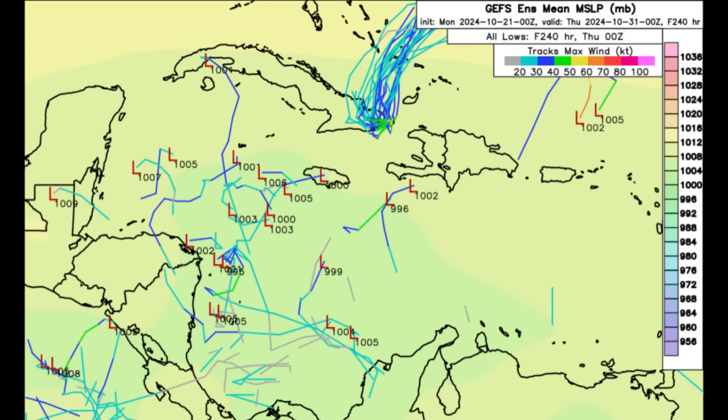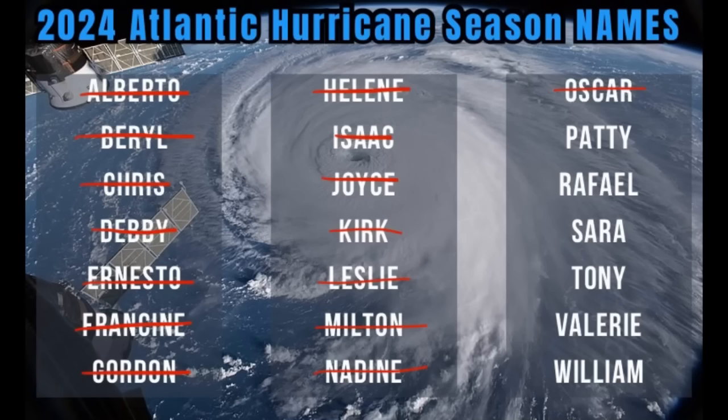And it's not just about the ensembles. Even looking at the numerical runs of the models, we even see where there have been those hints of development as we're going to be heading into the end of October. So guys, the hurricane season is not over yet. And after Oscar, the next name on the list is Patty. So that's the next name to be used for this hurricane season. So we'll see what eventually happens.